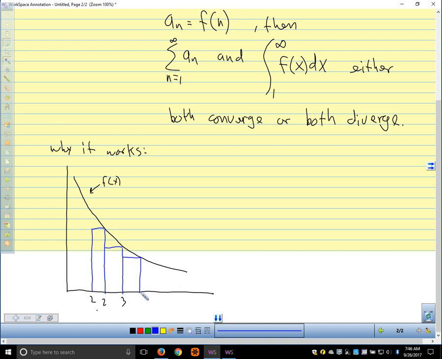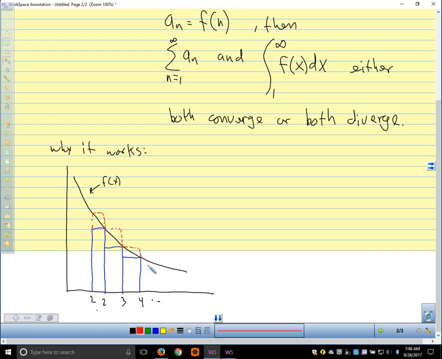I know my rectangles aren't nice and uniform. 4. And we can go dot, dot, dot. And I'm going to go up here and do the circumscribed rectangles. So the value of the integral is somewhere between the area of the inscribed rectangles and the circumscribed rectangles. And the sum of the sequence is somewhere in there also.